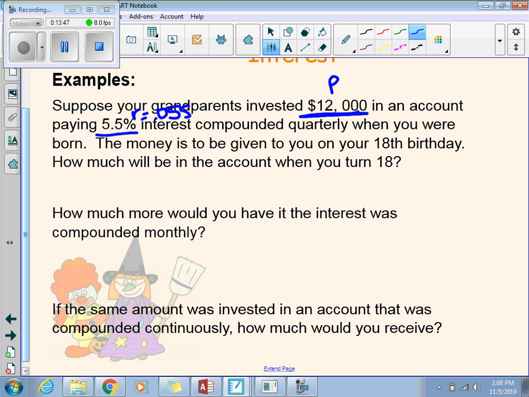Compounded quarterly. Okay, so our N value is 4. When you were born, the money is to be given to you on your 18th birthday. How much will be in your account when you turn 18? So our time is 18. So we've got all of our pieces here. We just got to plug it in. We're going to be using our compound interest formula because we're asked how much.